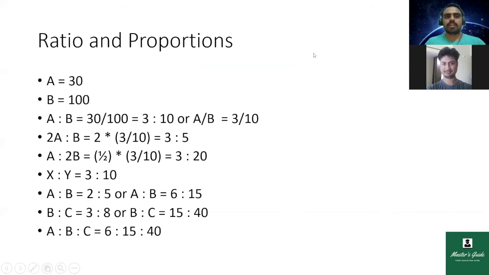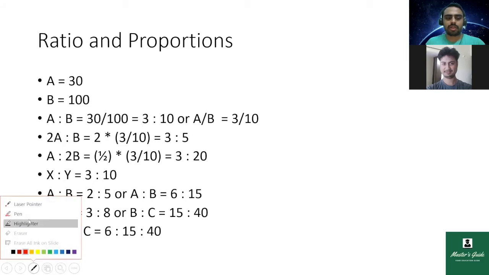Ratio is nothing but when two numbers are given. Say you have a number A as 30 and B as 100, the ratio would be given as A is to B, or simply A by B, with the numbers one below the other, like 30 by 100. You will be given a ratio in the simplest form, which would be 3 by 10.